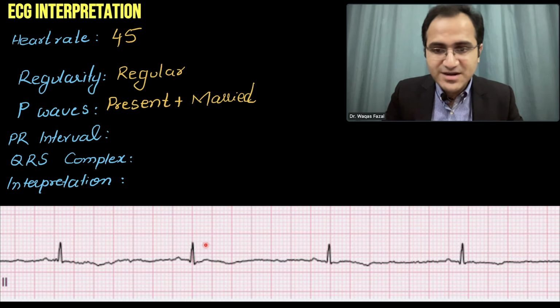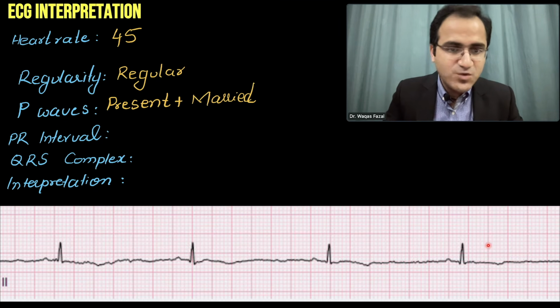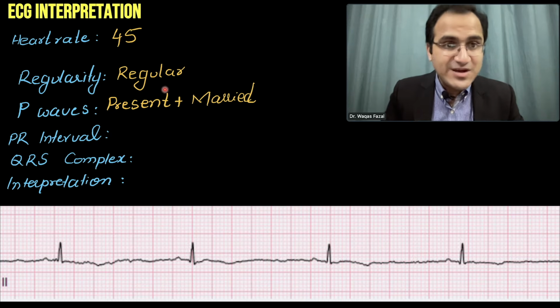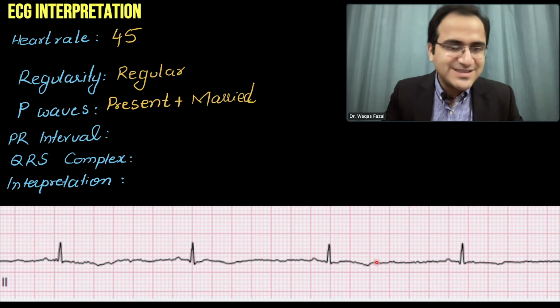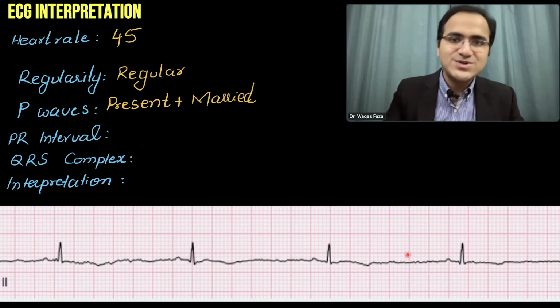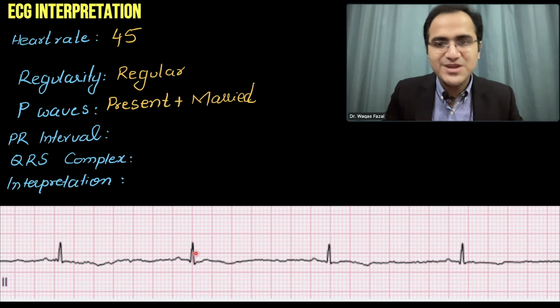Let's look at the RR interval. RR intervals are equal, and this is a regular ECG. The P wave, this small squiggle that you see over here, this is a P wave. So the P wave is present and it is married to the QRS complexes.